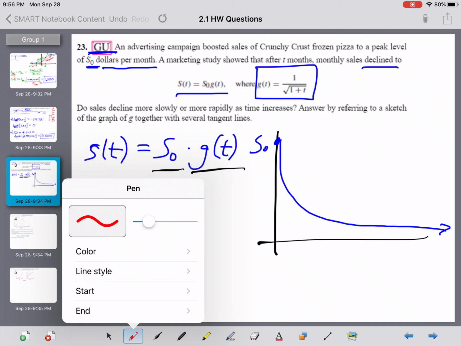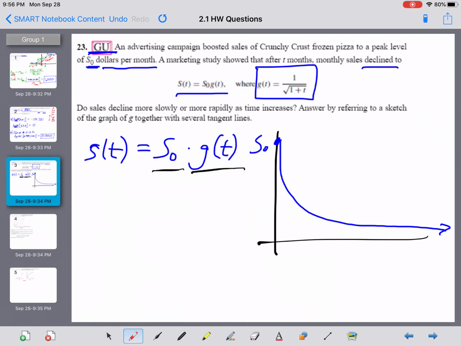But now if I go back and read the question again, do sales decline more slowly or more rapidly as time increases? So what they're asking us to do is consider the instantaneous rate of change of this function, or the slope of the tangent. And I'm going to do that at about 3 different points on that curve. So just kind of eyeballing, I think our tangent line right here would look something like that. You'll notice that it has a negative slope.